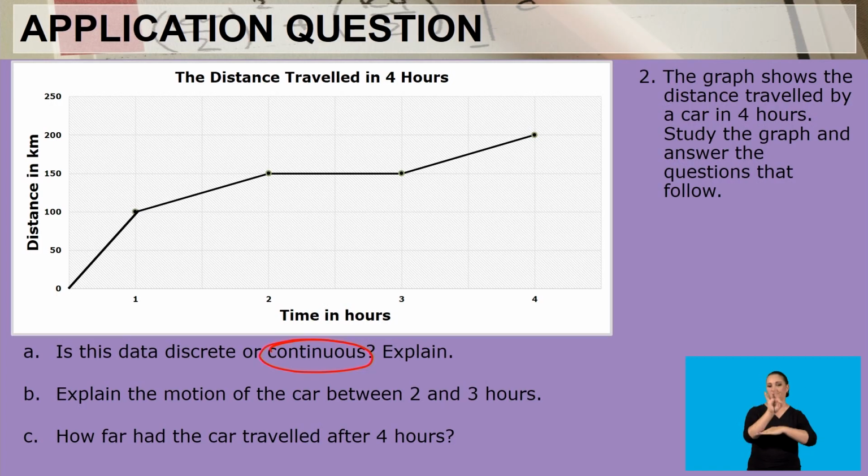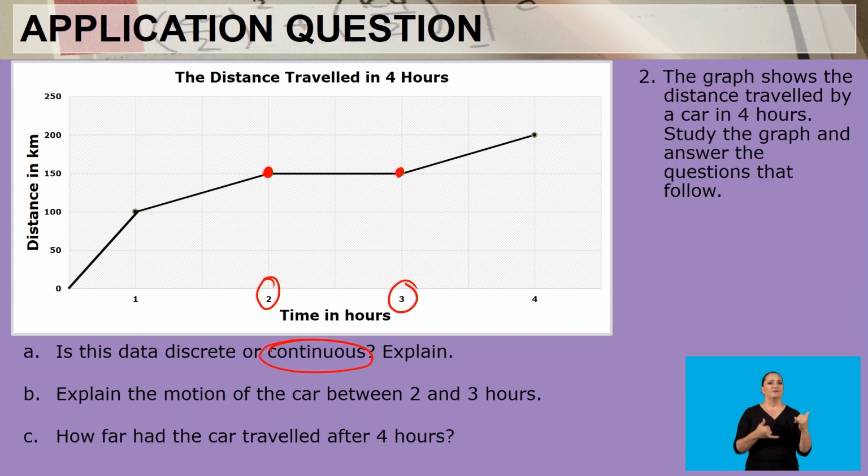And of course, our explanation that goes with that is that the distance can consist of fractions within it. Next, it says, explain the motion of the car between 2 and 3 hours. So we are going to go to the second hour, which is right over there, and the third hour, which is right over there, and we must explain that motion. Now, when we are looking at those 2 points that we've highlighted, we can see that our horizontal values are indeed increasing because we have moved from 2 to 3. But now, what has happened to our distance?